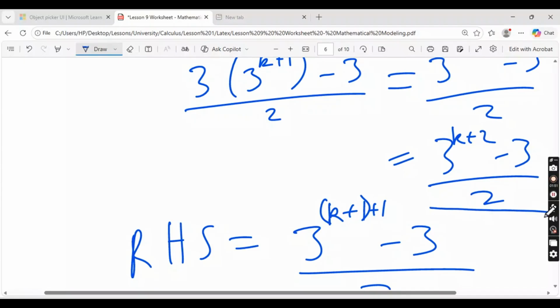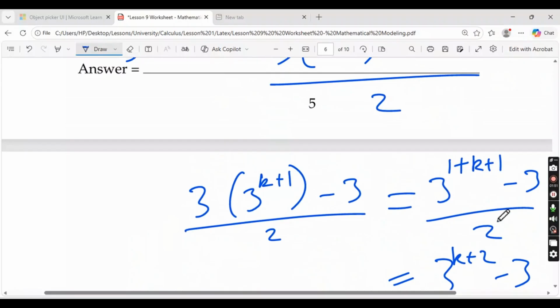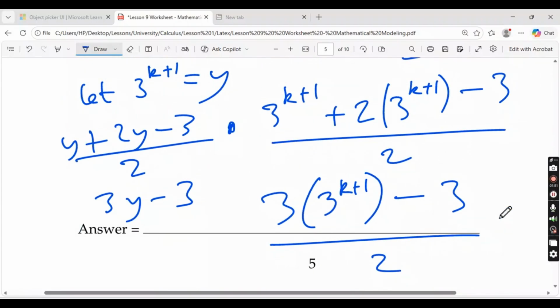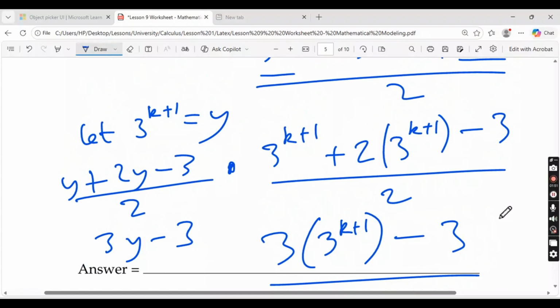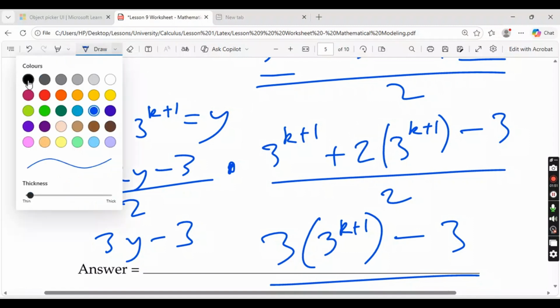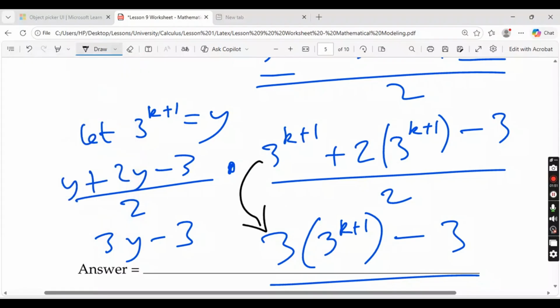Cool. Any questions? Please go back up. What did we do to our 2? This 2? What happened is that if it was me, I was going to do this directly from here to here. Why? Because I noticed that 3 to the power k plus 1 plus 2 times 3 to the power k plus 1 is the same thing as saying y plus 2y minus 3.